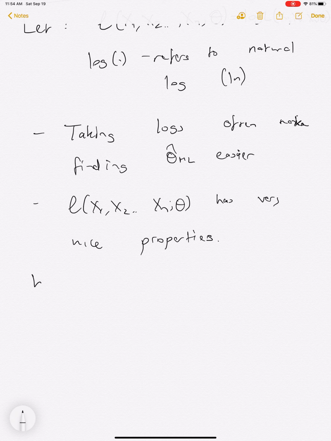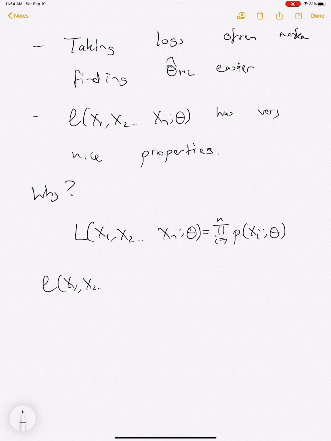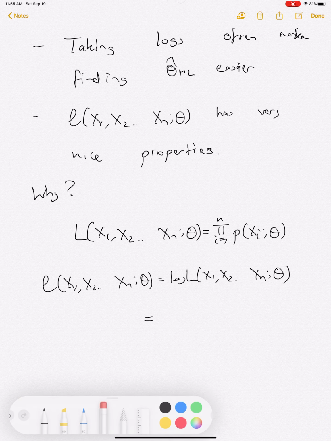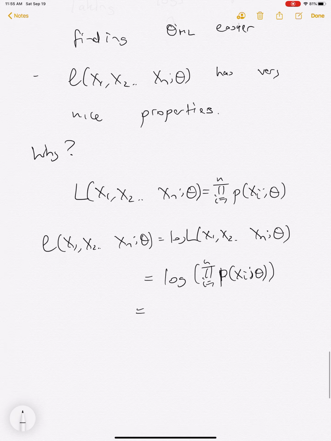And the underlying reason why is that in the independent case, we know that the likelihood is the product. Then script L of theta is just going to be the log of the product. And so what happens to the log of the product? That becomes the sum of the logs, and that's going to make things a lot easier.